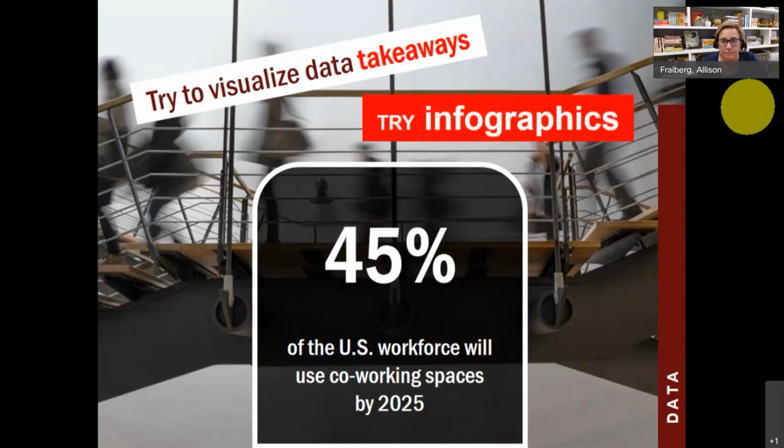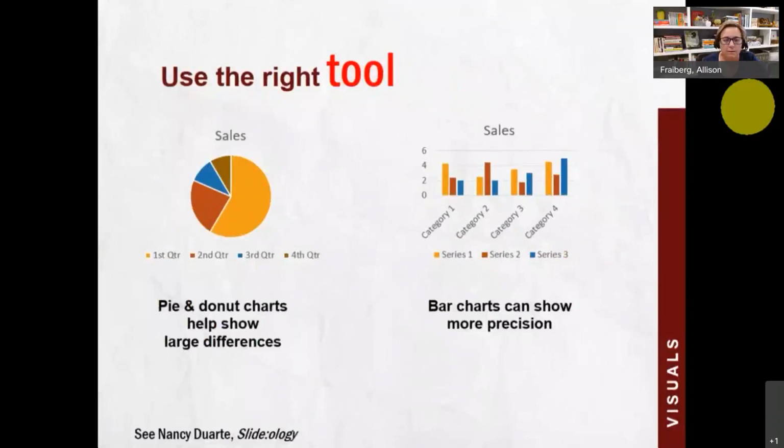Use infographics. Canva, by the way, works with infographics very, very well. Use the right tool. So pie charts and donut charts help to show large differences. So basically dessert charts show large differences. Maybe a bar chart can show more precision. And there's dozens of different kinds of tools to use. I'm not going to sit here and go through all of them.